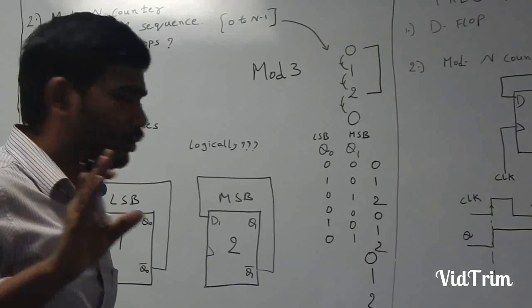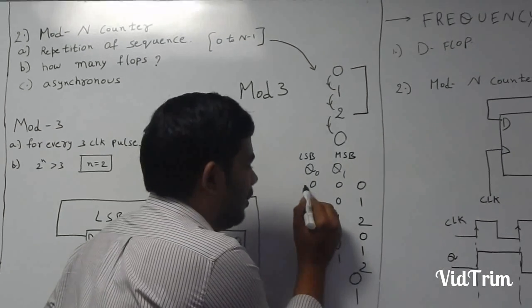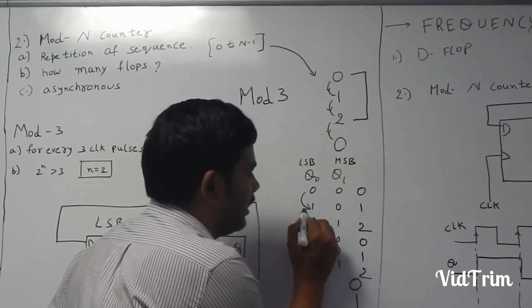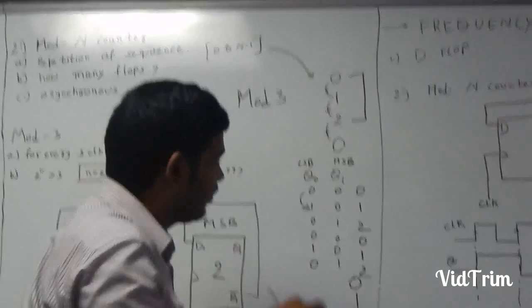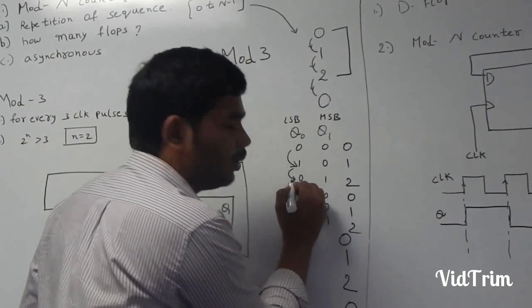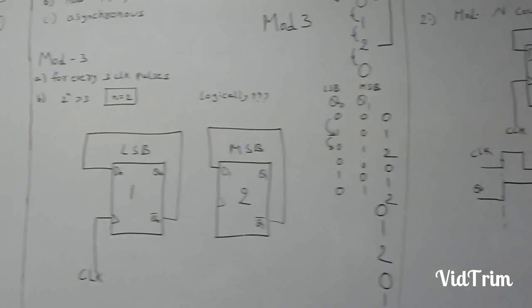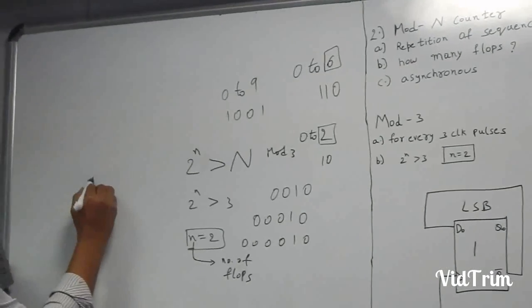So clearly, if you make a conclusion here, you see this is toggling. This 0 is changing to 1, again 1 is changing to 0. See, this is toggling, right? Let us suppose the mod 3 counter is that. Let us take mod 5.